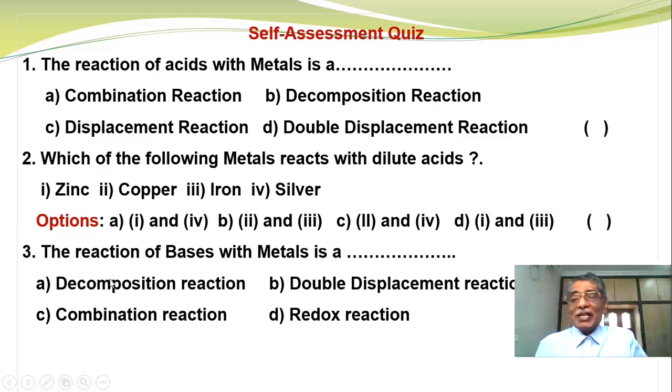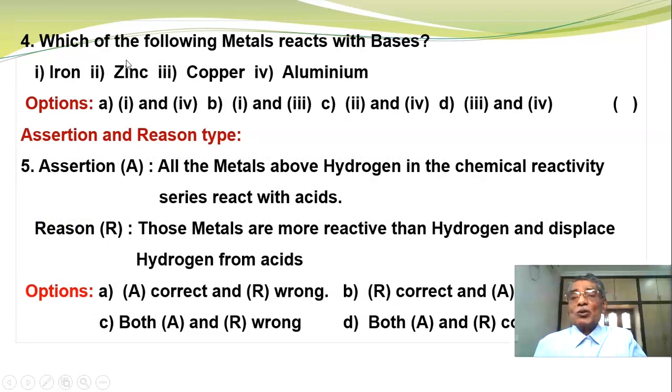Third one. The reaction of bases with metals is a dash. Option A, decomposition reaction. B, double displacement reaction. C, combination reaction. D, redox reaction. Question 4. Which of the following metals reacts with bases? 1 iron, 2 zinc, 3 copper, 4 aluminium. Options: A, 1 and 4. B, 1 and 3. C, 2 and 4. D, 3 and 4. Now assertion and reason type.